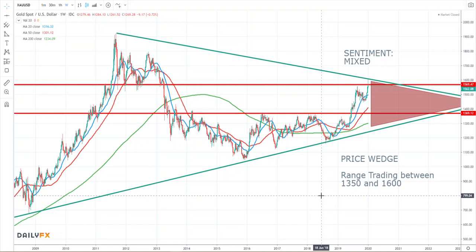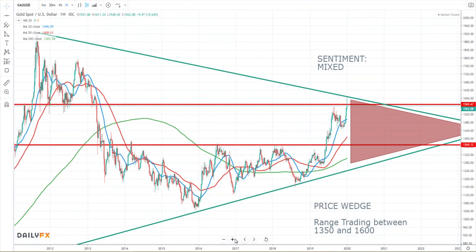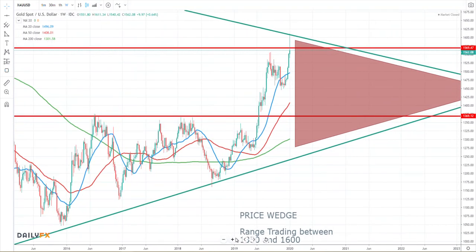Right now, as you can see on the screen, my sentiment on gold is mixed. And the reason why is because price recently spiked up to 1600, but quickly descended below this resistance line. So let's look at this.